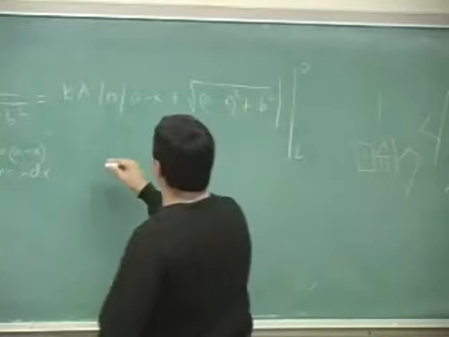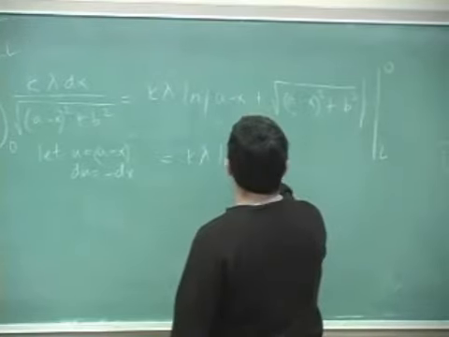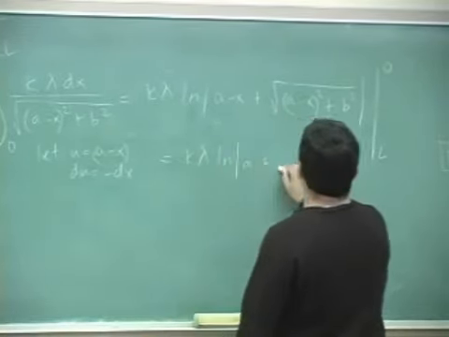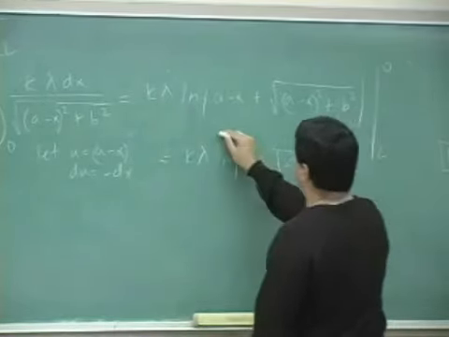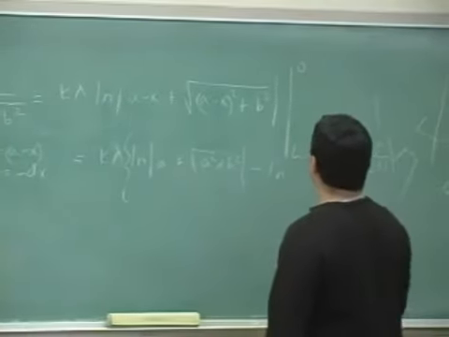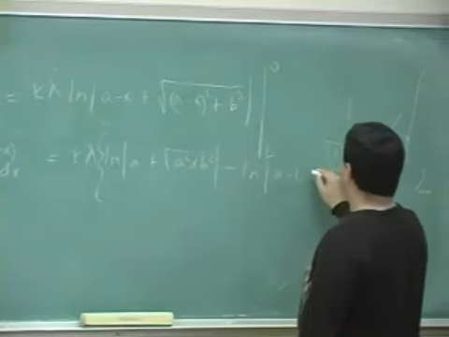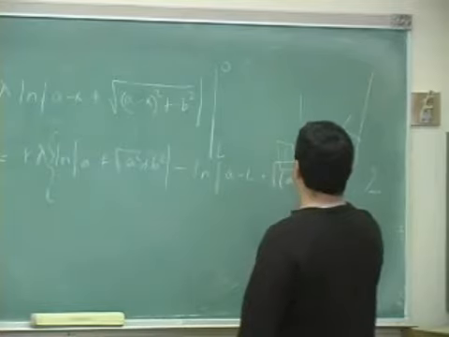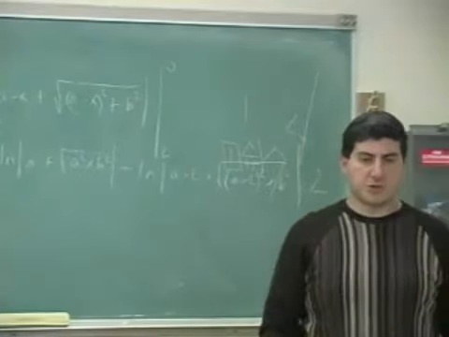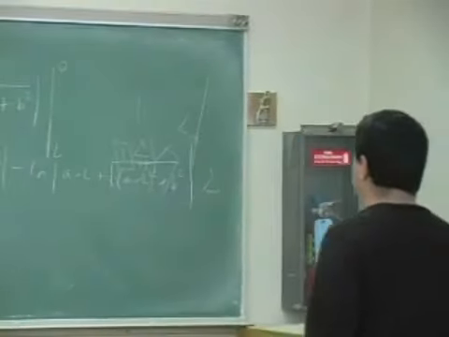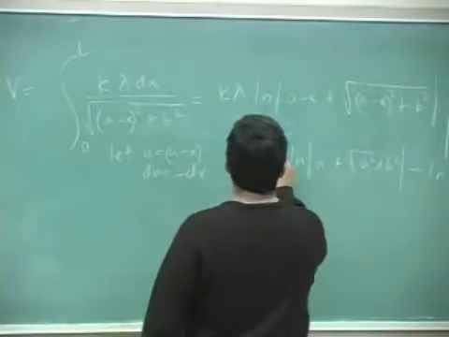Okay, so if I put 0 here, what am I going to get? Natural log of a plus the square root of a squared plus b squared, minus ln of, and you put L, so you have a minus L plus the square root of a minus L squared plus b squared. That's as general as we can get, right? And then you could put in what the lambda is, q over L.